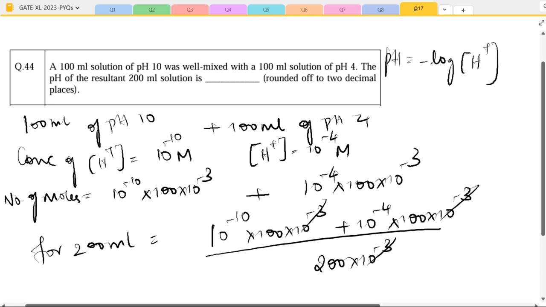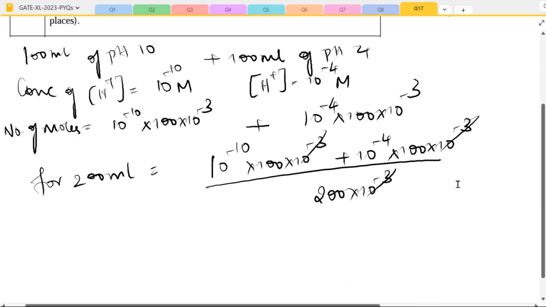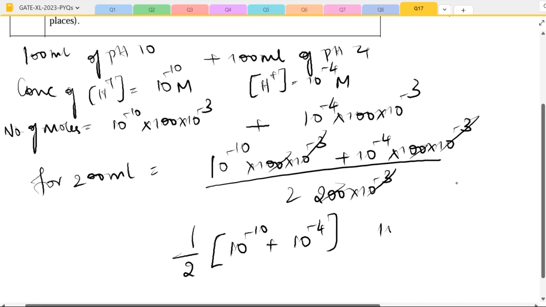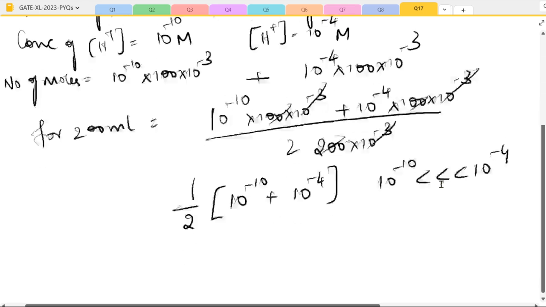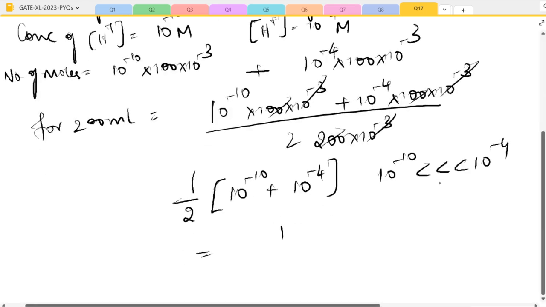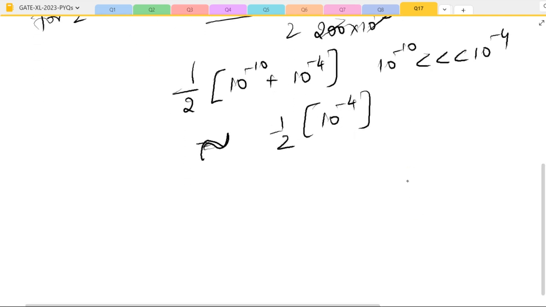The 10 power minus 3 terms get cancelled, and 100, 100, 200 will become 1 by 2 here. So 1 by 2 into 10 power minus 10 plus 10 power minus 4. Now 10 power minus 10 is way less than 10 power minus 4, so I'm just going to ignore that term. So that will be approximately 1 by 2 into 10 power minus 4. Now this is the concentration of H plus.